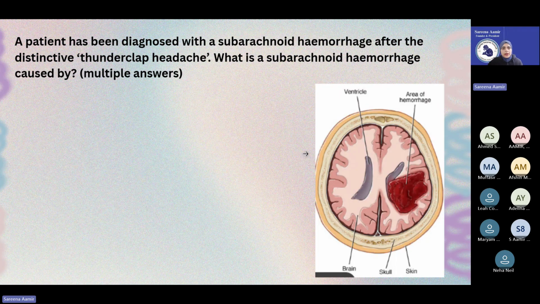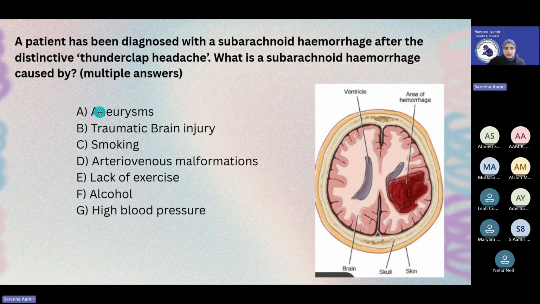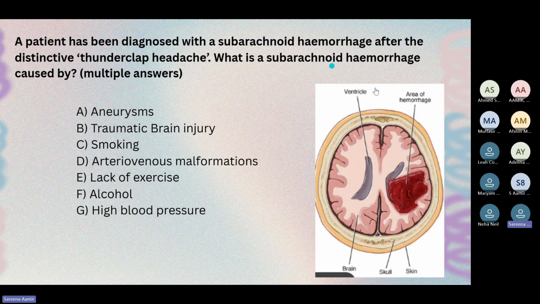So yeah, this question: a patient has been diagnosed with a subarachnoid hemorrhage, which we just went over, after a distinctive thunderclap headache. What is a subarachnoid hemorrhage caused by? A, aneurysms; B, traumatic brain injury; C, smoking; D, arteriovenous malformations; E, lack of exercise; F, alcohol; or G, high blood pressure. This question has multiple answers, so do with that as you will. 30 seconds.